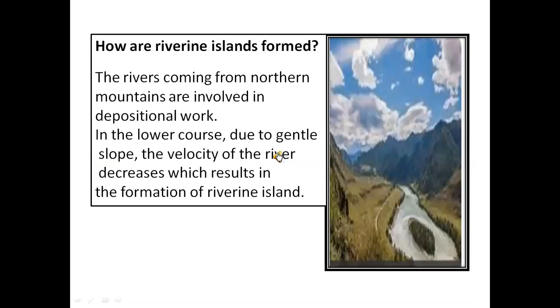How are riverine islands formed? The rivers coming from northern mountains are involved in depositional work. In the lower course, due to gentle slope, the velocity of the river decreases, which results in the formation of riverine islands. For example, when you ride a bicycle on a slope from a hilltop to plain area, the velocity of your bicycle is high. But when you reach a plain area, the velocity of cycling decreases.